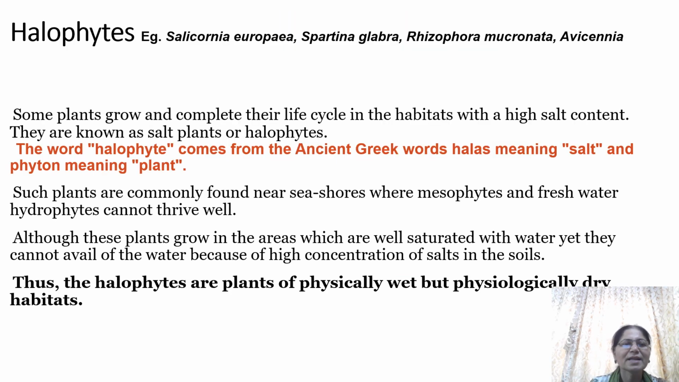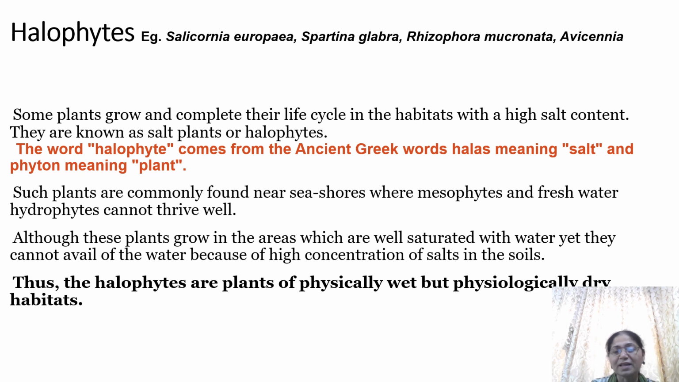Moving to the next slide. A few other examples of halophytes are Spartina glabra, Rhizophora mucronata and Avicennia. From where does the word halophyte come? It is derived from two Greek words, halos and phyton. As we know, phyton means plant and halos means salt. So, salt loving plants. You will find these plants near the seashore where mesophytes and hydrophytes cannot thrive well.